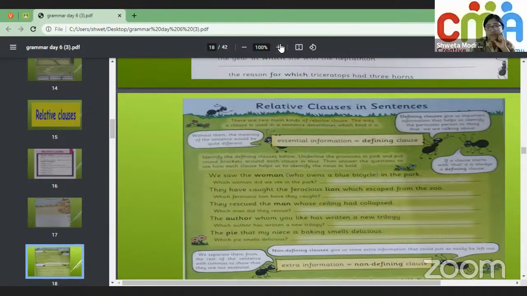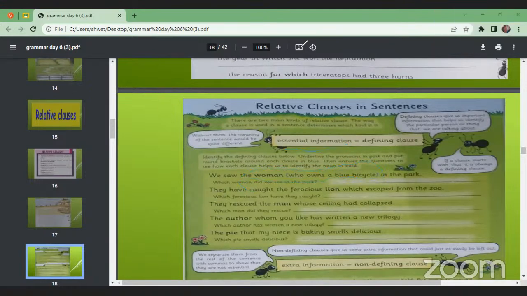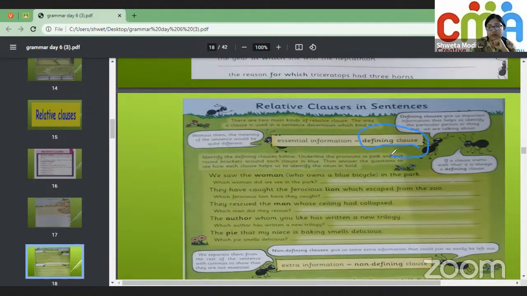Is it extra information or essential information? We are talking about only the woman who owns a blue bicycle. We are not talking about any other woman. So is this information not important? Specific. Yes. So in that case, we call it a defining clause, which is giving us essential information. Okay.